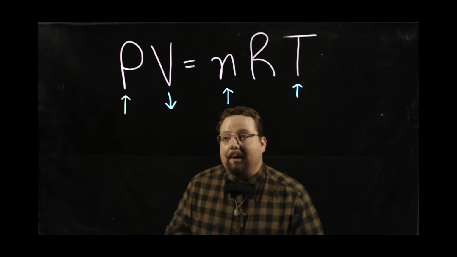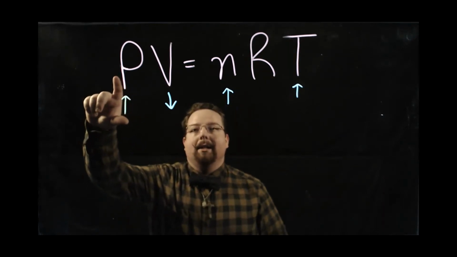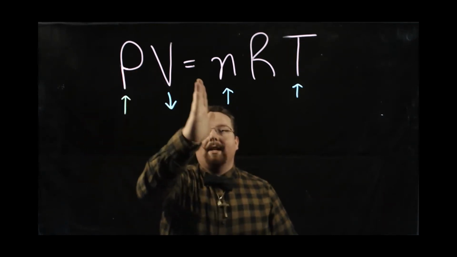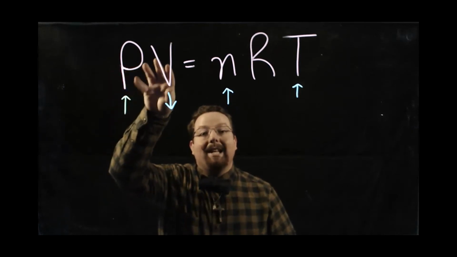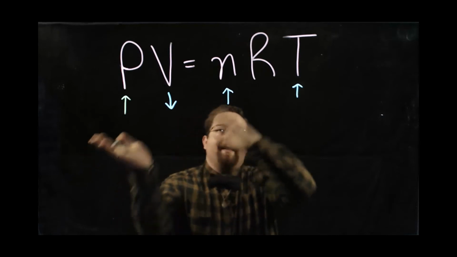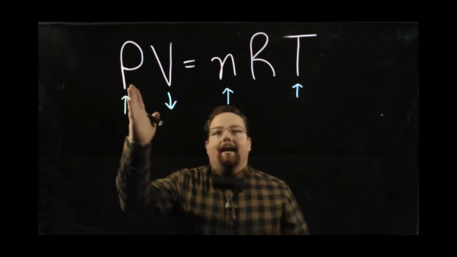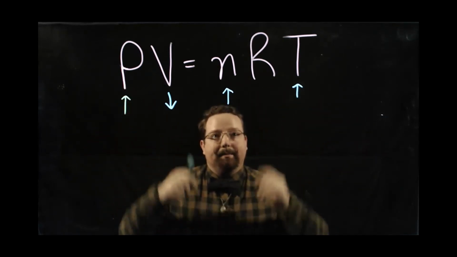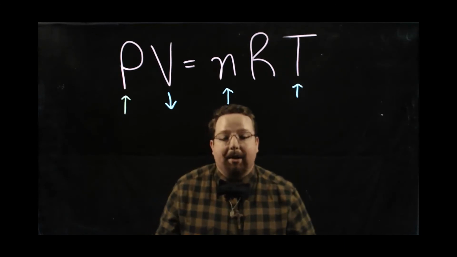You'll notice that as we're looking at changing this one variable, anything that's on the same side of the equal sign as that variable will have an indirect relationship, or the arrows will be going opposite ways. If it's on the other side of the equal sign, then the arrows will go up the same way. And that is a direct relationship.